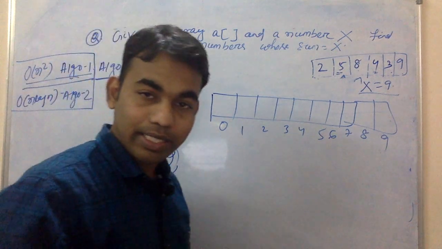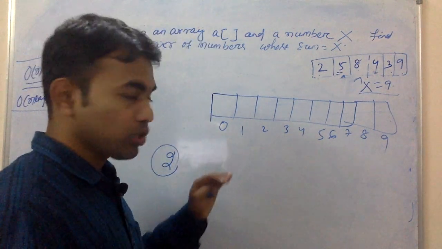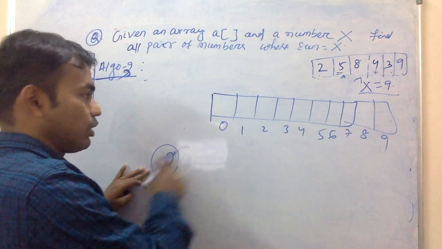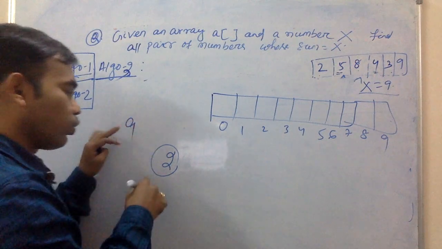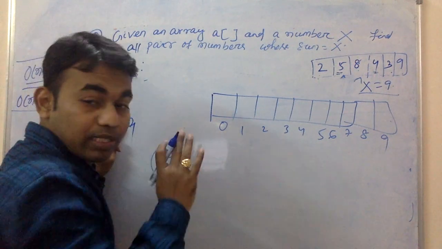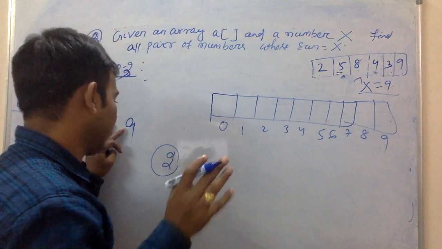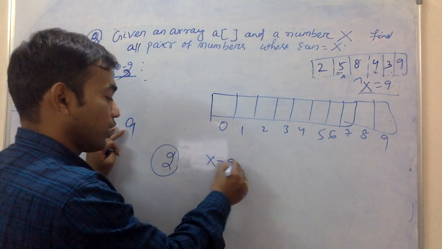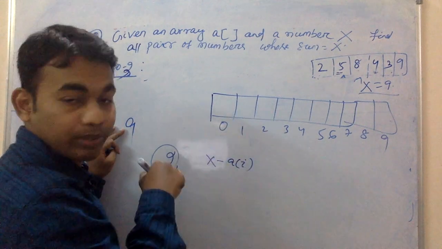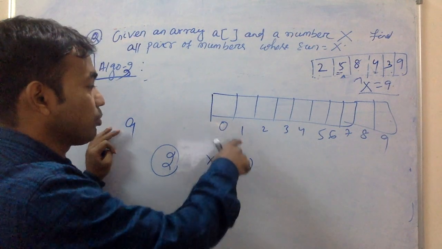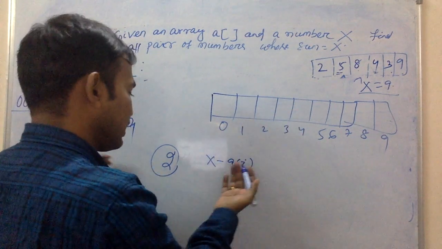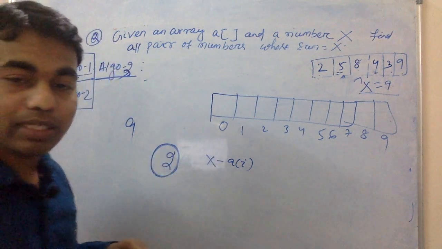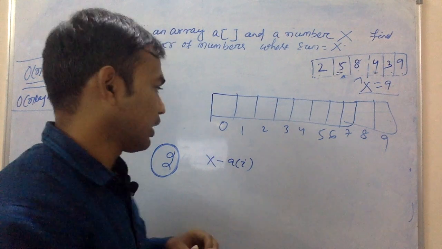So what I will check, I'm using a map. Suppose everything is 0. I'm going to check x is 9, whether 9 minus 2, that element is present. Just try to understand whether 9 minus 2, that means x minus a of i, is present in this particular map. Suppose no element is present, so 2 you can directly add here.